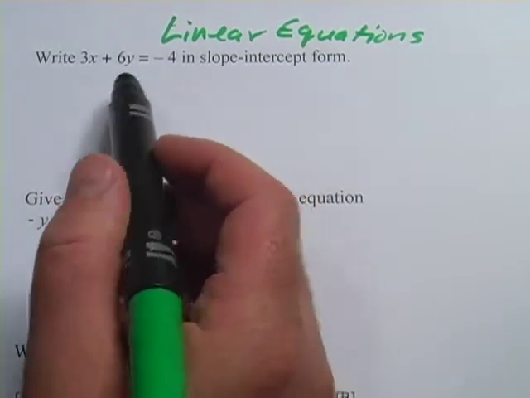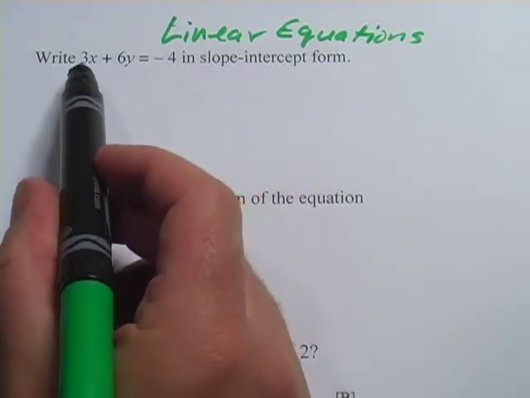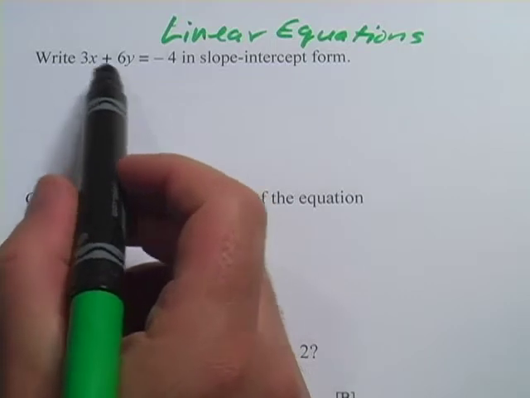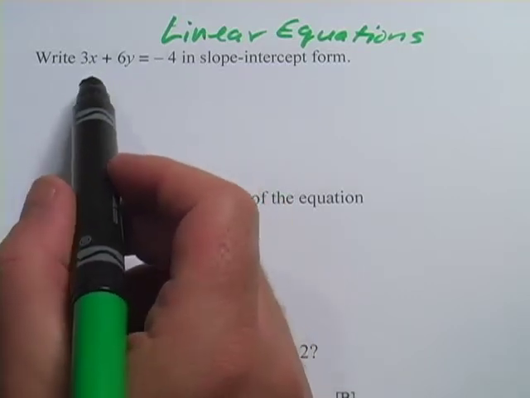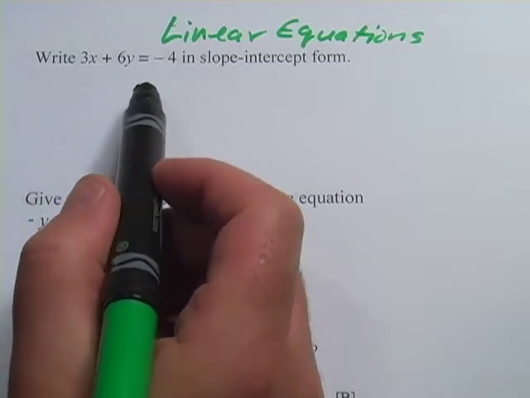For a graph to make a line, an equation is going to look something like this. It's going to have an x and a y. None of these are going to be squared or cubed or anything crazy like that. It might have another number there, but it's definitely going to have an x and a y and maybe some numbers multiplied by it, maybe some other numbers hanging out there.